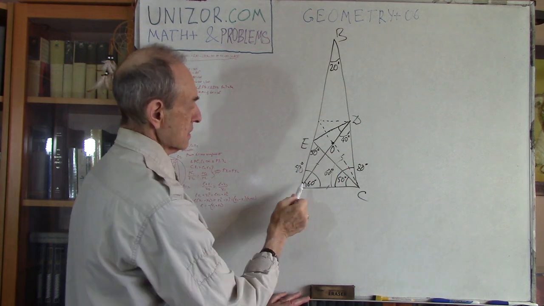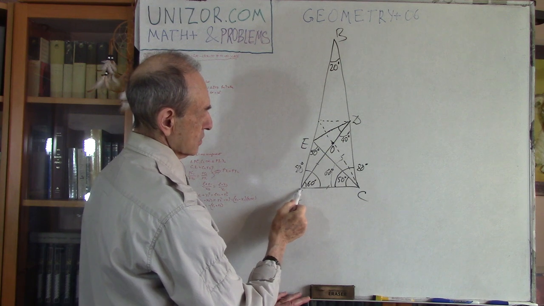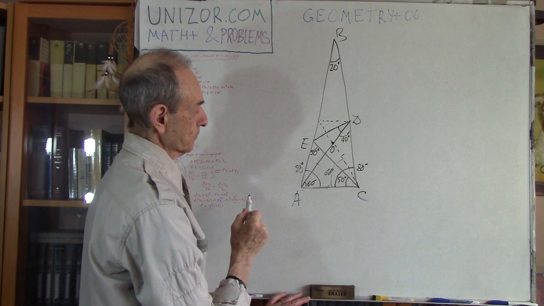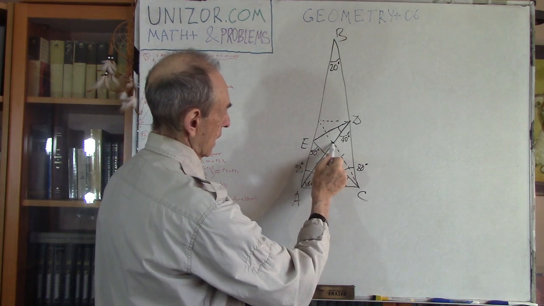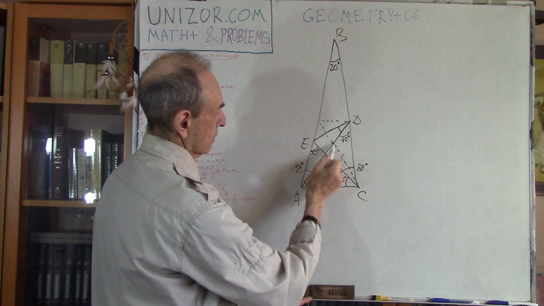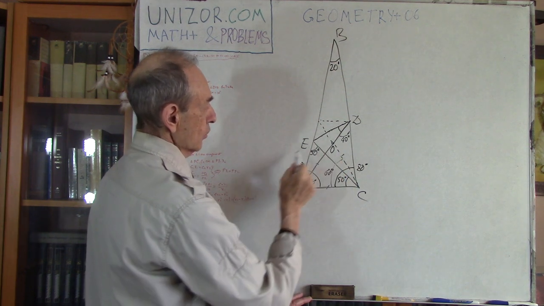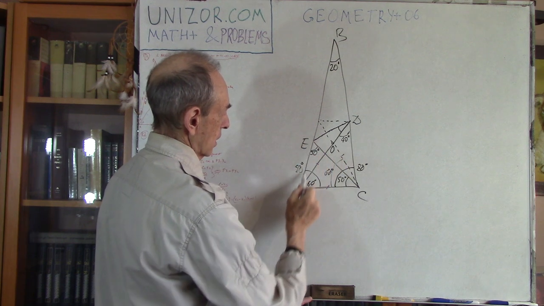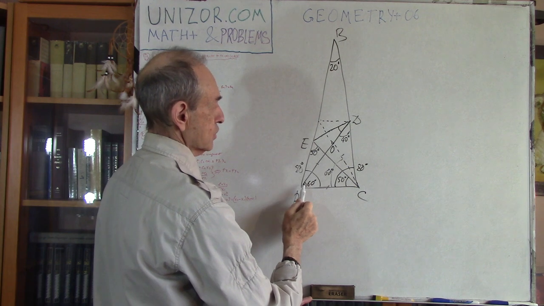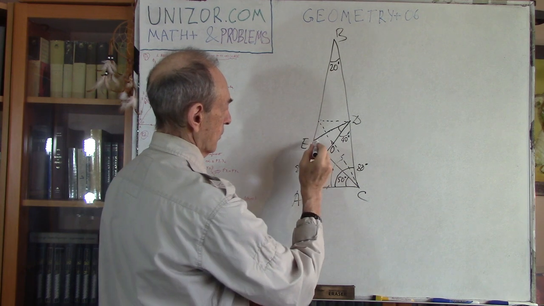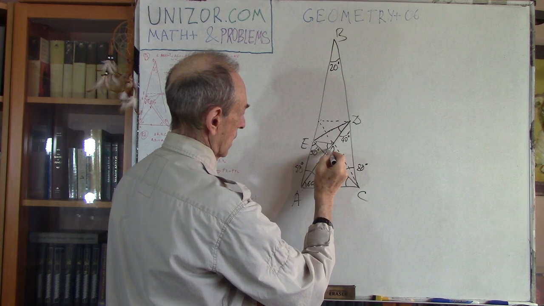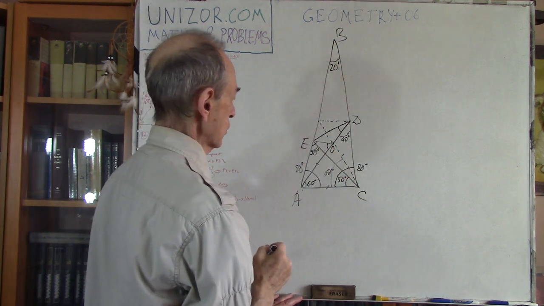But now look at this. EA was equal to AC because these are two 50 degrees angles. Now, AO is equal to AC because this is equilateral triangle, which means these two, this one and this one, are equal to each other, which means that these angles are also equal to each other.